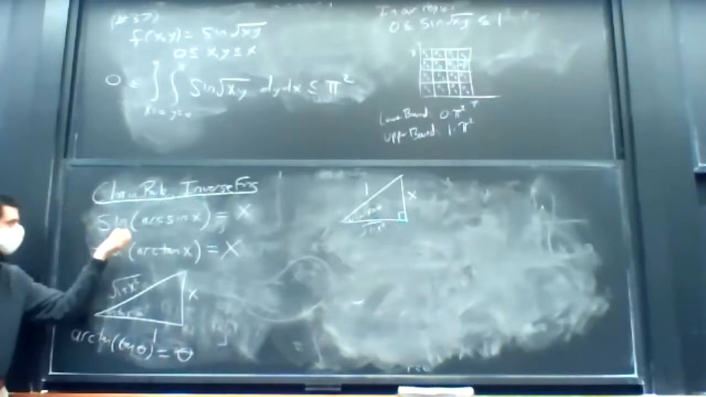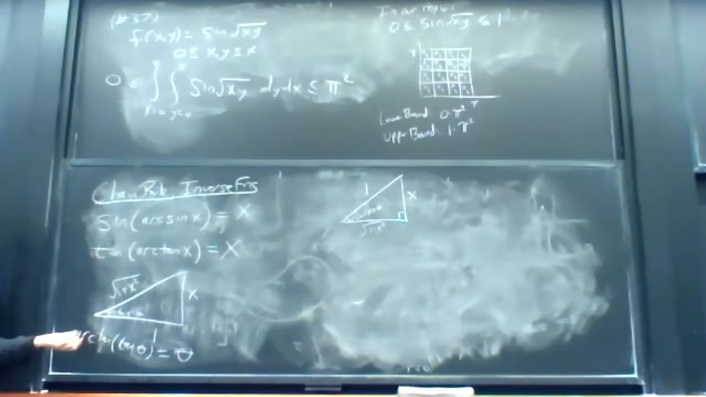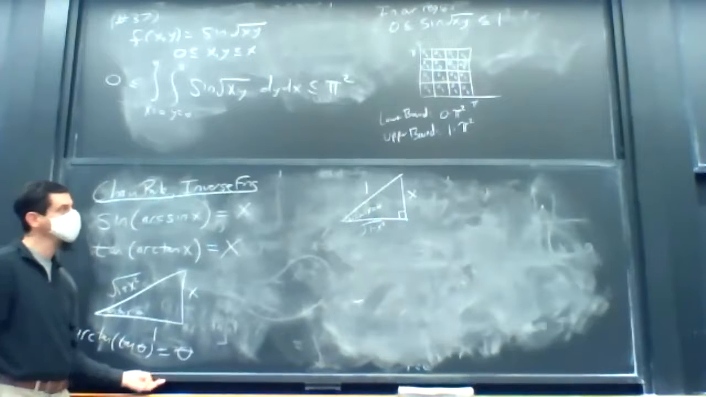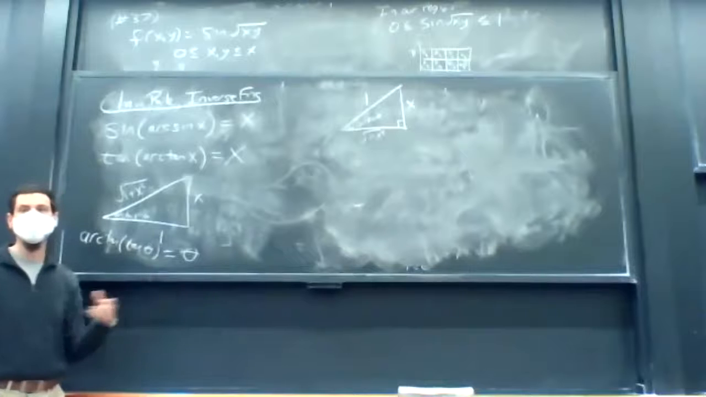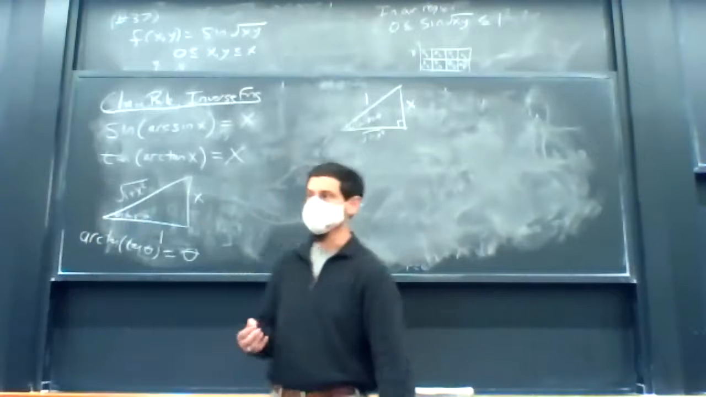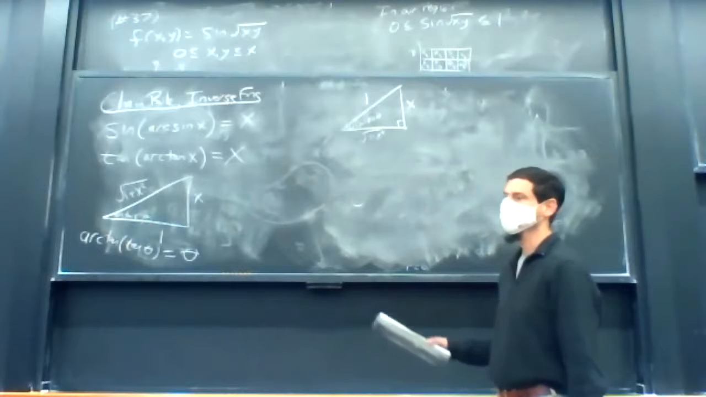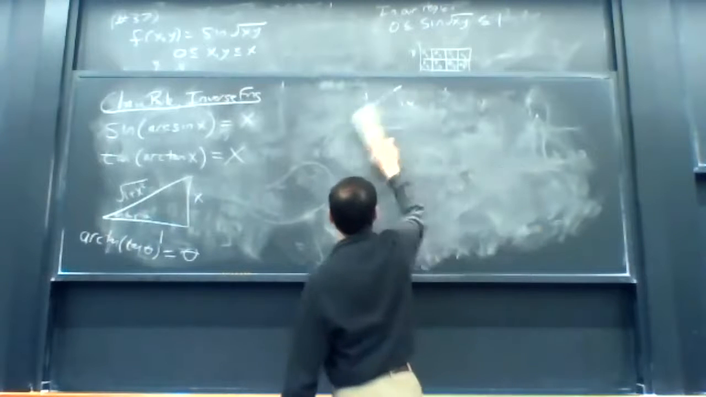Sometimes people write arc sine as sine to the -1. Sometimes they write arc tangent as tangent to the -1. A lot of people don't like that notation because it can be confused with one over the function. These are inverse functions. I'm trying to find what function inverts sine, what function inverts tangent.